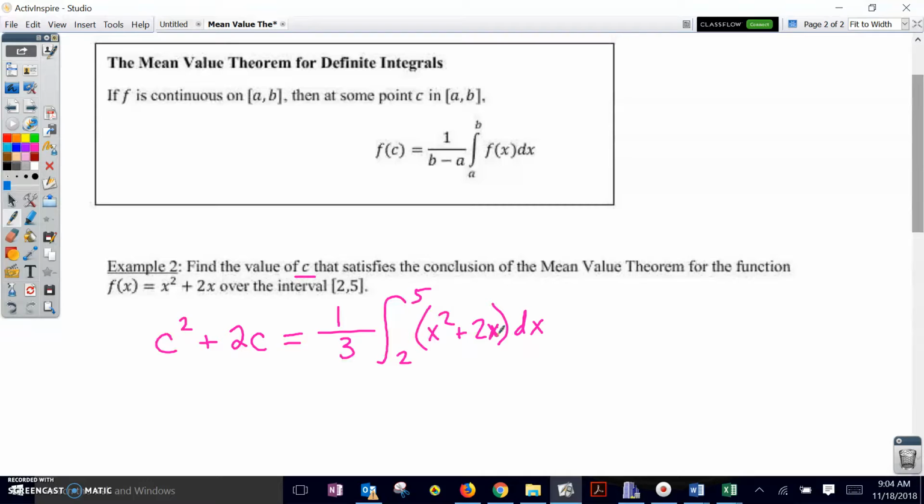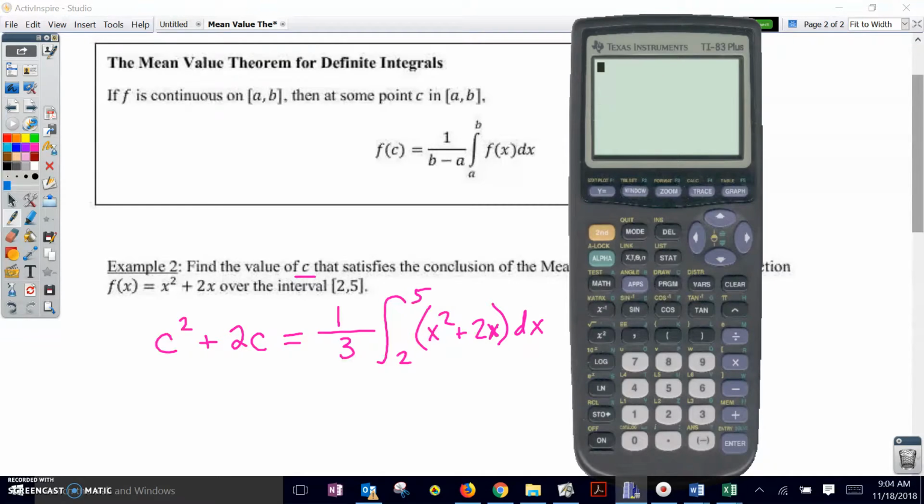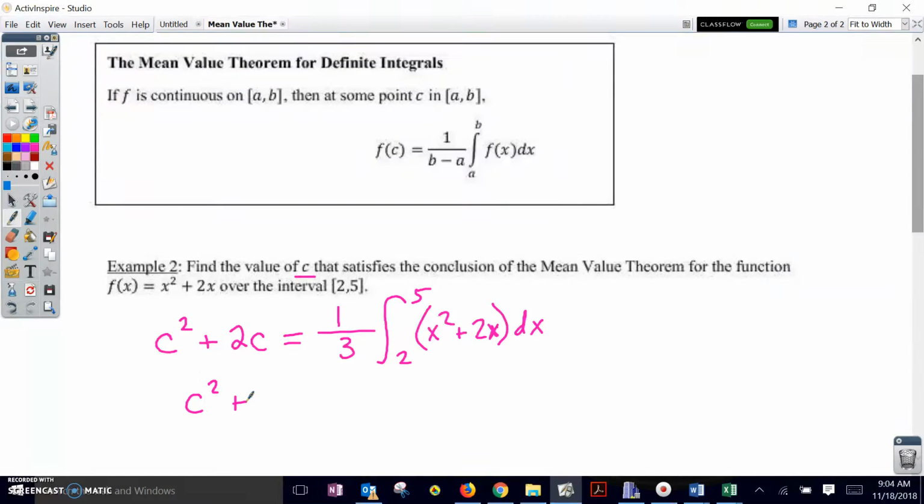And so I'm going to find that average value. I've got 1/3 times the integral of x squared plus 2x with respect to x from 2 to 5. And that value is 20. So we're looking for c squared plus 2c to be equal to 20. Solving this equation, c squared plus 2c minus 20 is equal to 0.